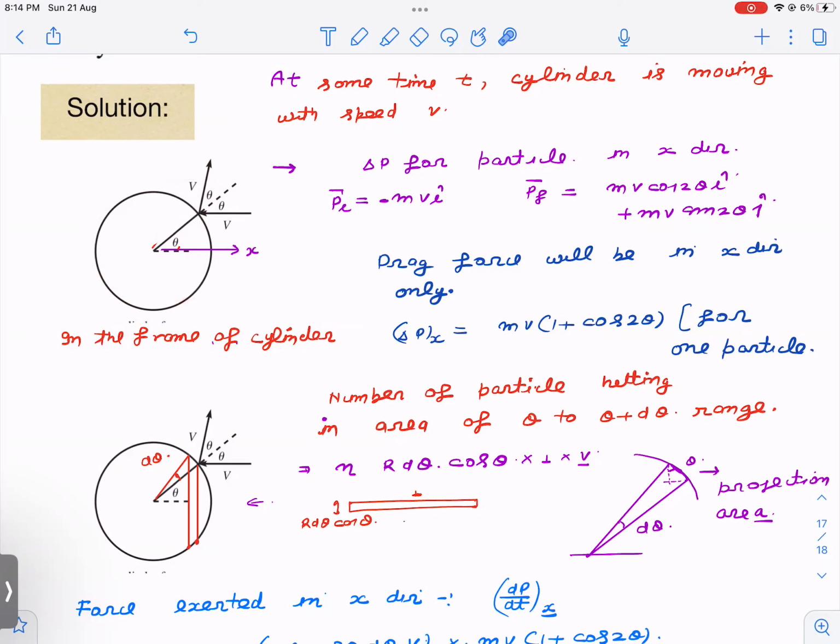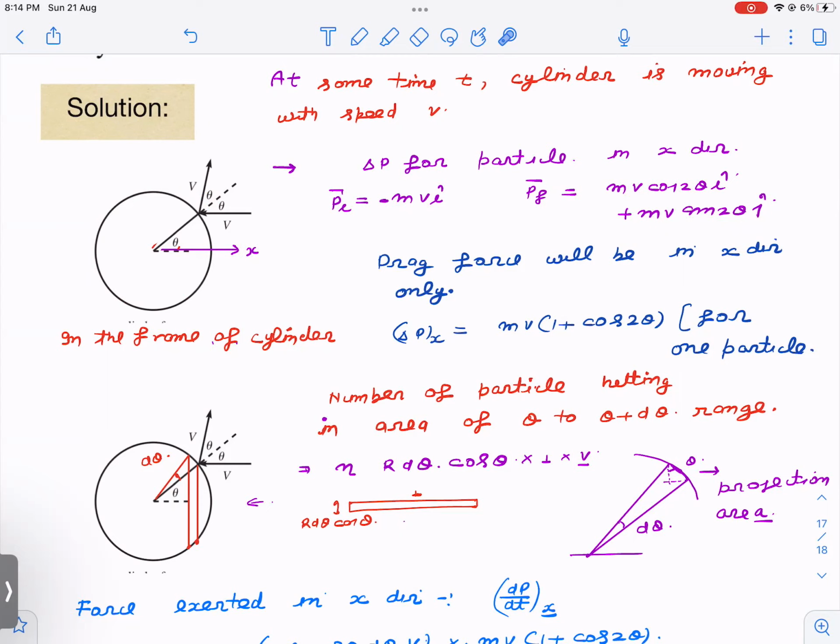So here, this is the initial momentum of the particle. Again, with respect to the cylinder, we are calculating: minus mv i cap. This I am taking as i cap. The final momentum will be what? This angle is 2 theta. So it becomes mv cos 2 theta i cap plus mv sin 2 theta j cap.